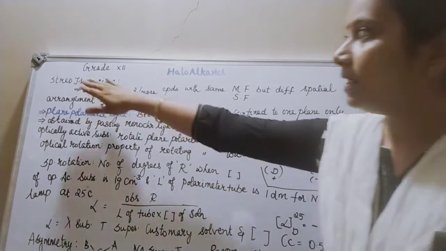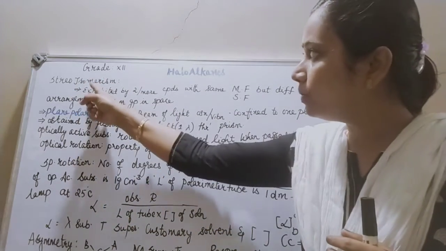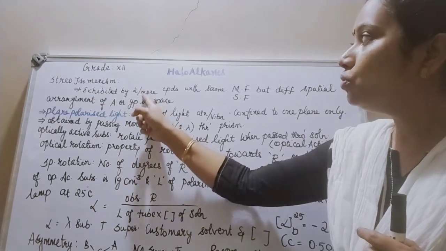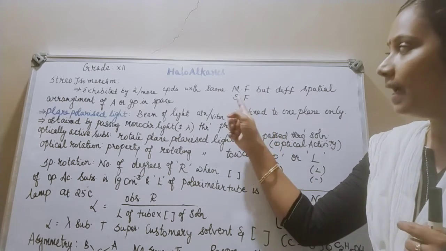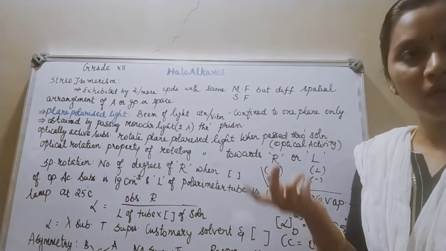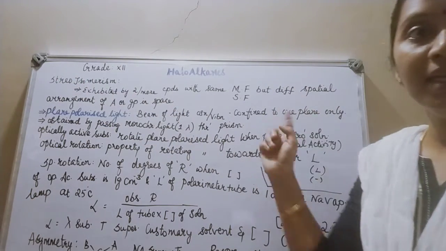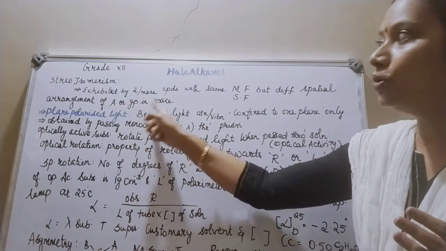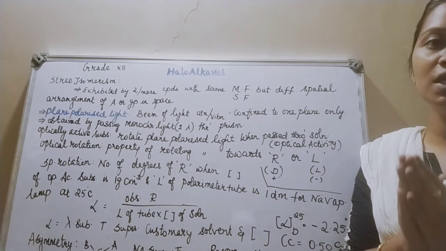I have already explained about this in class 11. How to remember stereoisomerism? What are isomers? Isomers are nothing but 2 or more compounds having the same molecular formula but different structural formula. Then what is the difference? S for S. They differ in spatial arrangement of atoms or groups in space. That is called stereoisomerism or stereoisomers.